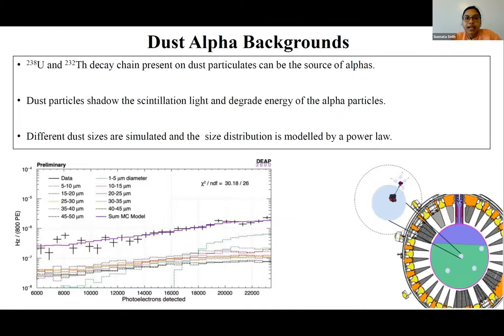Now I'll be talking about the dust alpha background. This background is coming from the uranium and thorium decay chains present on dust particulates, which have been observed within our detector. Dust particles can shadow the scintillation light or degrade the energy of alpha particles. The black points here are what we observe from our data. These are all for various dust sizes, and the purple one sums up all the simulations. So there is a good agreement between the data and the Monte Carlo simulation we have.